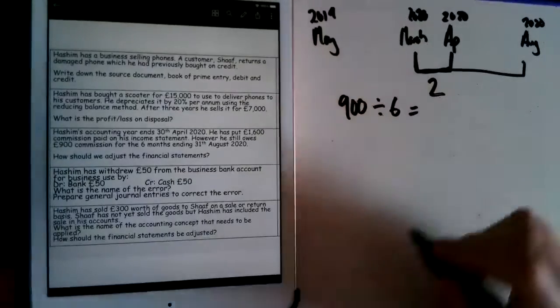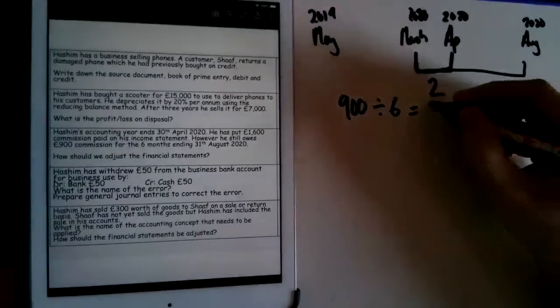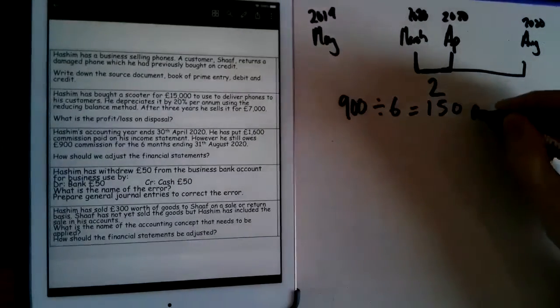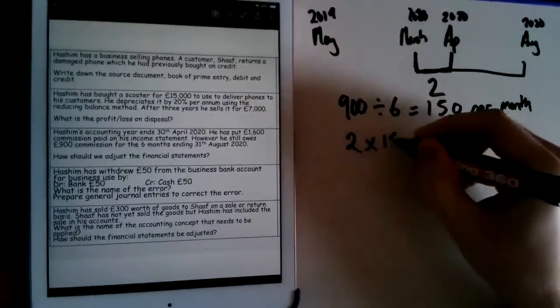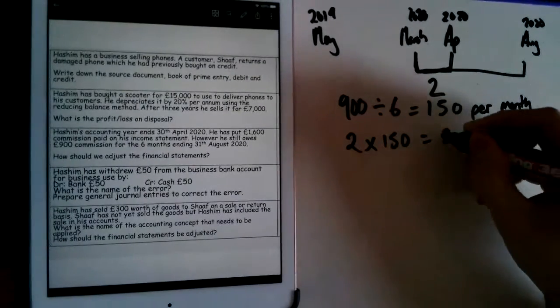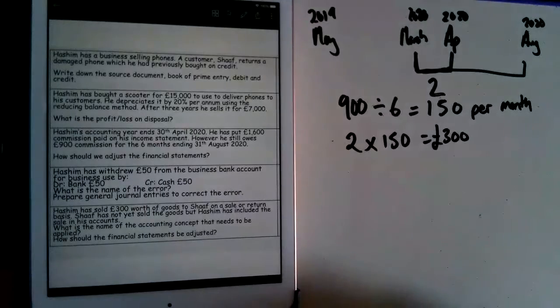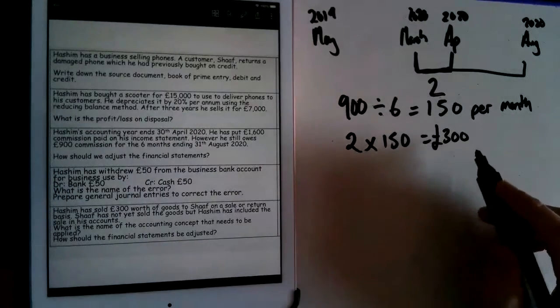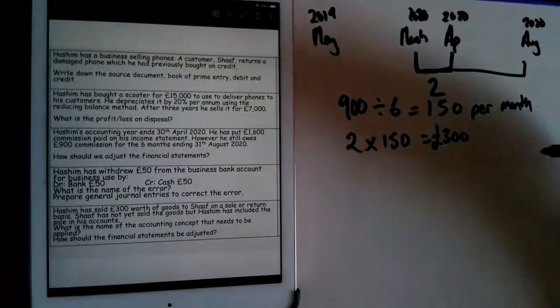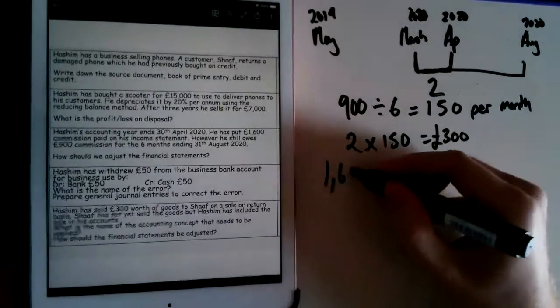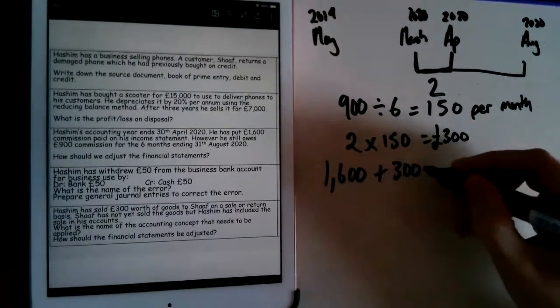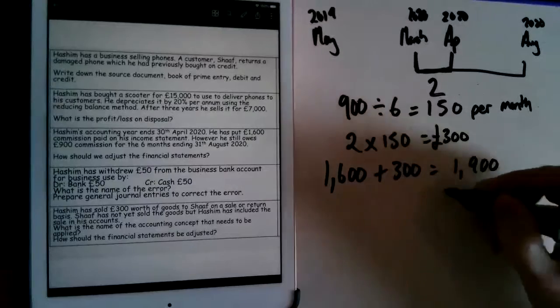Divided by 6 to get how much he owes for 1 month, which is £150 per month. He owes 2 months, so you do 2 times 150 to get £300. So for this accounting year, he owes £300, and since he owes it, he should have paid it this year. So we add on: 1,600 plus 300 gives 1,900.